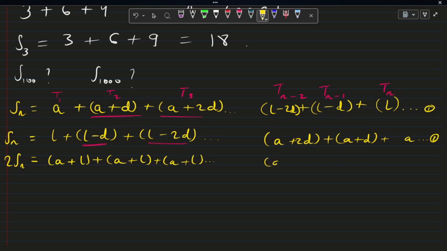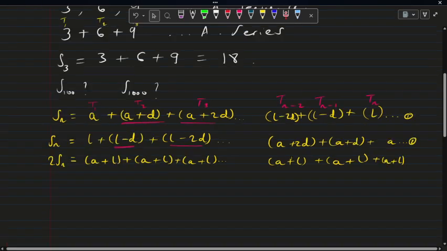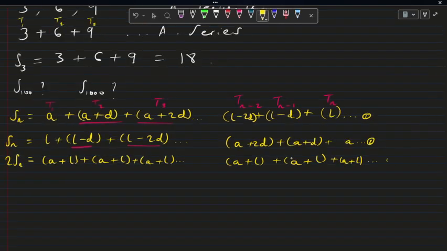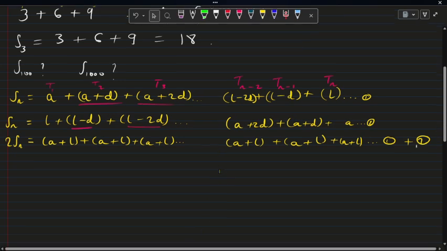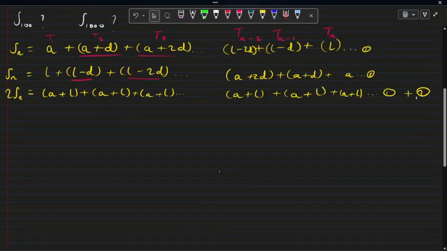The same will happen here. I will have A plus L, and then the same will happen over here as well. I will have A plus L, and then the same will happen over there. A plus L is just A plus L. Okay, so this is equation 1 plus equation 2. Okay, so we have 2 times Sn, and this is equal to what?